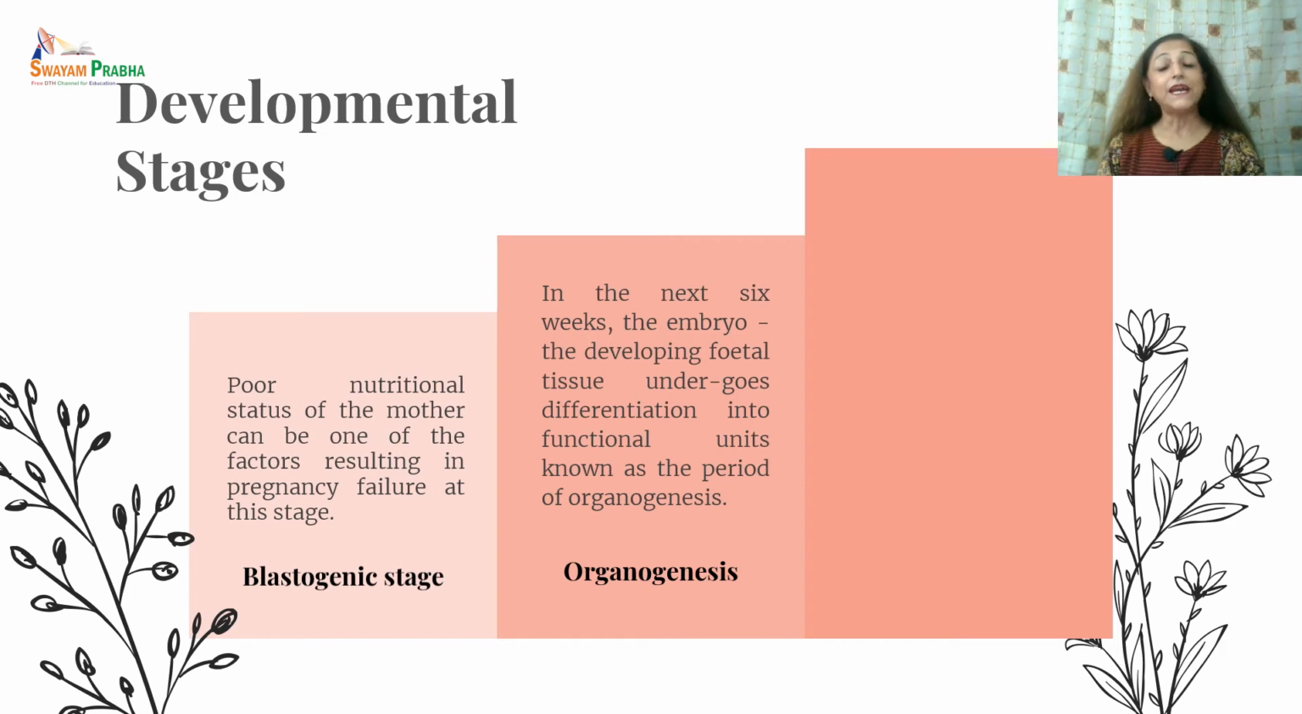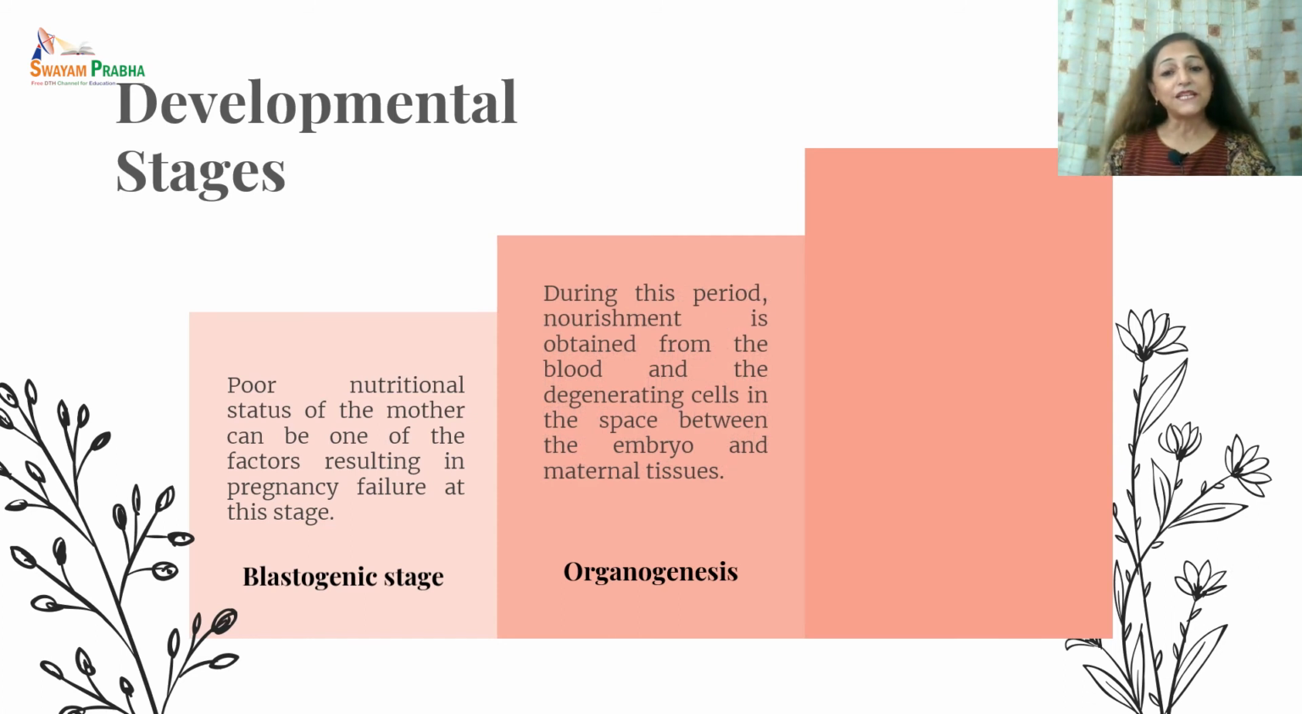The growing cells are dividing certain roles. Which part of the embryo will create the brain, or which part will create hands or feet, so different organs. So there will be differentiation, and that is why it is known as the period of organogenesis. During this period, the nourishment is obtained from the blood and the degenerating cells in the space between the embryo and the maternal tissues. So the cells of the embryo are thriving on the nutrition from that space only.